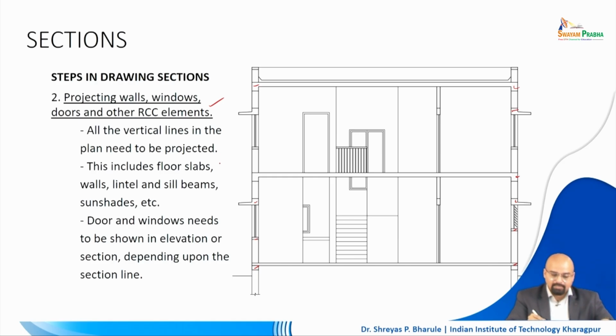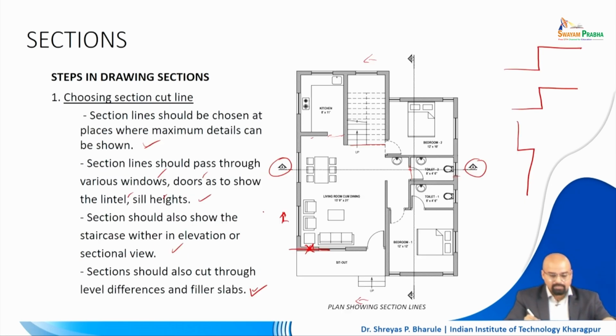All the vertical lines in the plan need to be projected, and this should include the floor slabs, wall, lintels, beams and sunshades, right. Sunshades meaning the chhajjas which are here, right. Moving further, the doors and windows need to be shown, in elevation or in section depending on the section line, right. So, in this case, if we go back, the section line passes through 2 windows, right, 1 door, right.